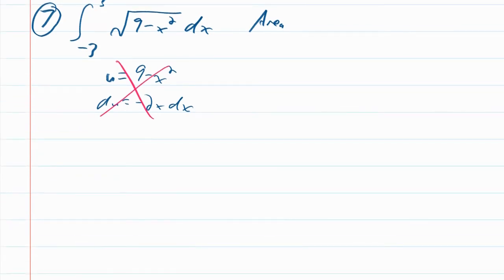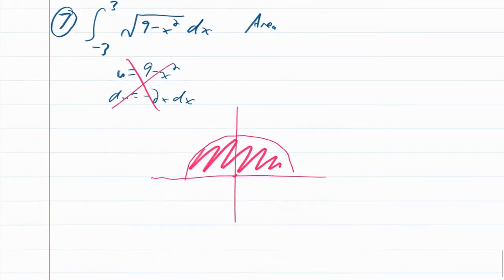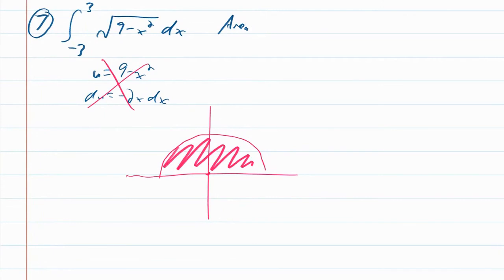But this shape happens to be a semicircle centered at 0, 0 with a radius of 3. So if I know that, and I know that the integral is from -3 to 3, I'm asking for this area. Furthermore, I also know that a more efficient way to write that integral would be the integral from 0 to 3 multiplied by 2, because that is just the area of this thing.